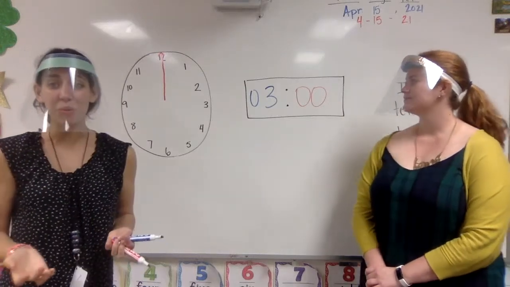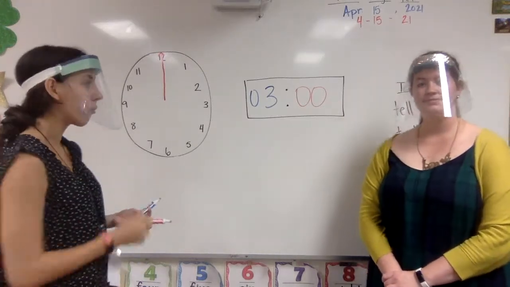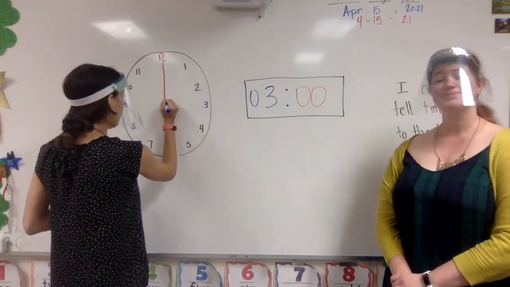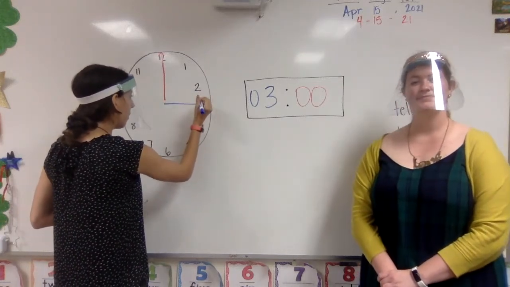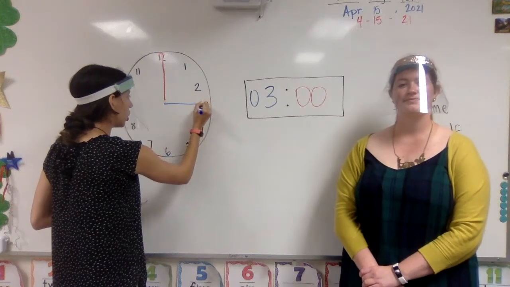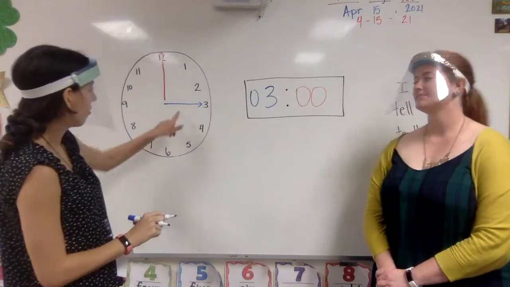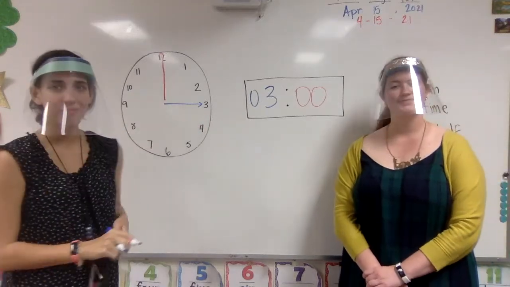And, well, it's 3 o'clock. I know that when we are telling time to the hour, we can make our hour hand point directly at the number because it hasn't moved yet. It just started in this 3 hour. So I have 3 o'clock.